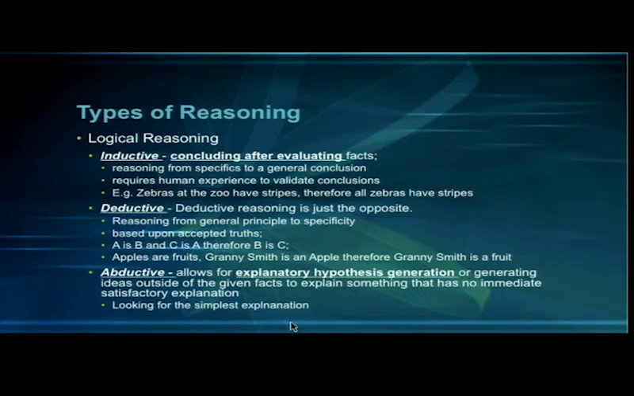Now, the important one is the one that I talked about earlier, the abductive reasoning, and basically that allows the system to be able to deal with explanatory hypothesis generation. So in other words, the system can generate its own hypotheses and find the simplest answer. You've heard of Occam's razor, you've seen movies about it, what have you.